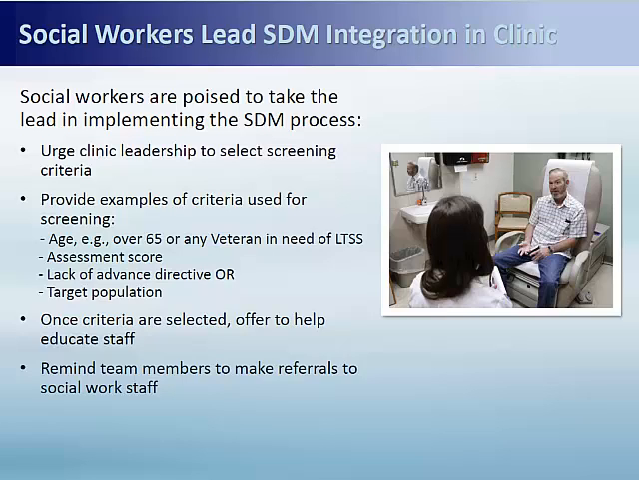Provide examples used by other clinics across the country to screen for involvement in shared decision-making: by age, or any veteran who would benefit from long-term services and supports and the shared decision-making process; by assessment score; by lack of an advance directive; or by one or more factors such as multiple chronic conditions, weight loss, multiple missed appointments, chronic progressive disease, and lives alone. Once criteria are selected, offer to help educate staff, and then remind team members to make referrals to the social work staff.